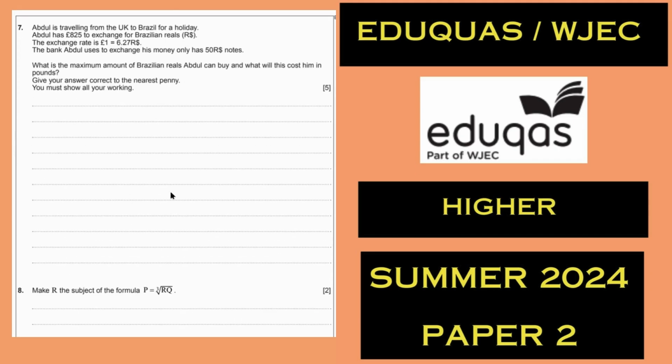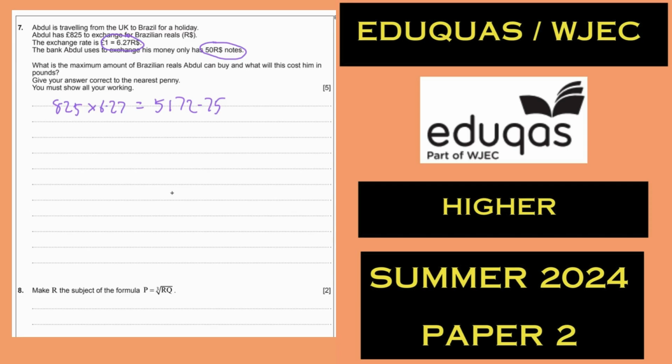Number 7, one of our typical, very, very wordy, but ultimately it's multiplying and dividing. So we've got £825. Our multiplier to convert it to the Brazilian reals, I suppose, is 6.27, giving us 5,172 of the things.